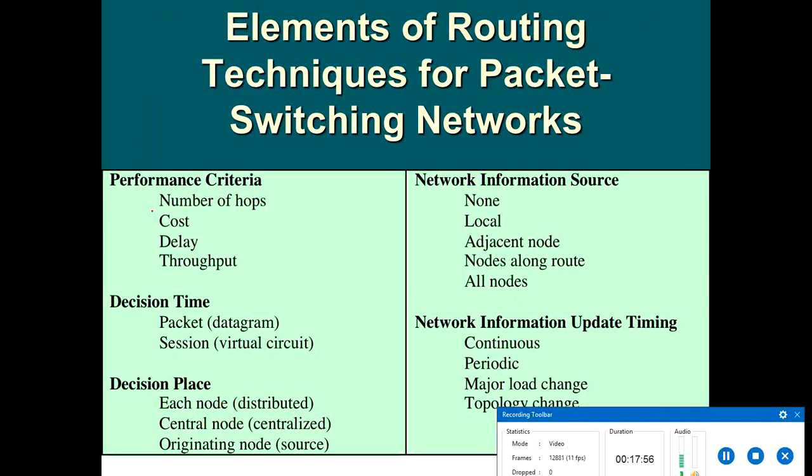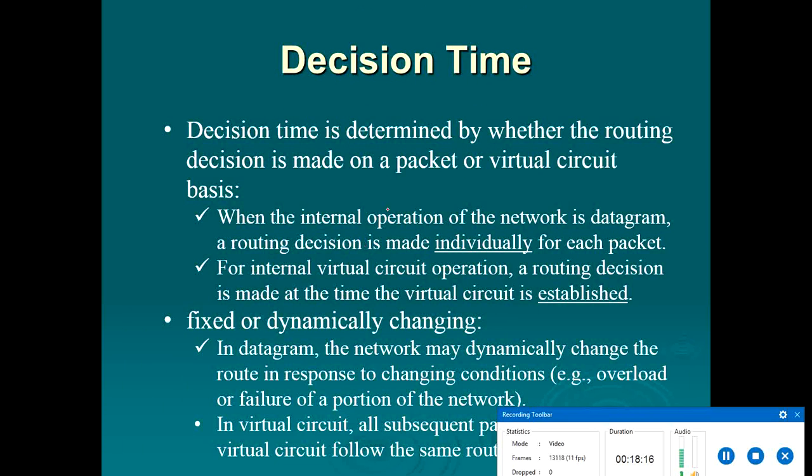Alright, now going ahead, that was about performance criteria. Now let's talk about decision time and decision place, which are the two most important criteria now. So let's check it. What are they? Decision time is determined by whether the routing decision is made on a packet or a virtual circuit basis.